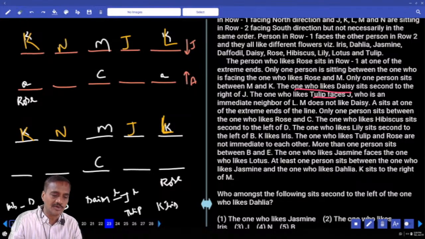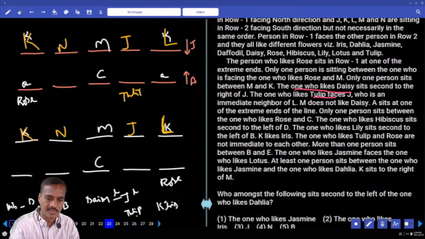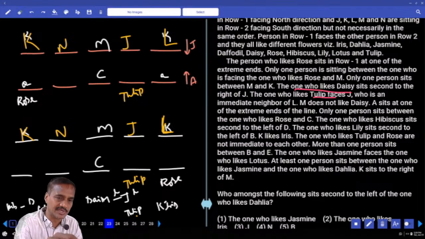Then tulip is opposite J. Now tulip is here, and opposite to it is J. Then J's second left is what? Dice. And dice is N. In both the cases, dice is N.